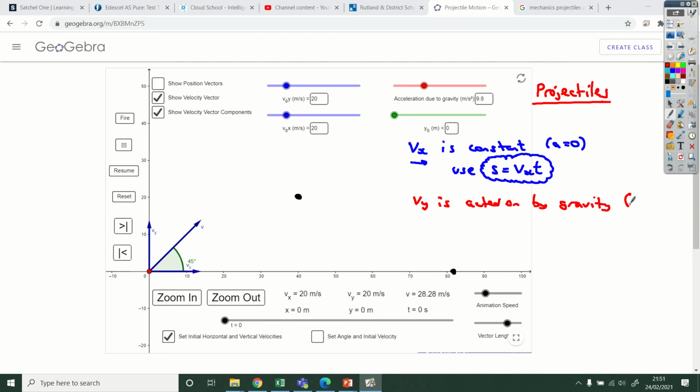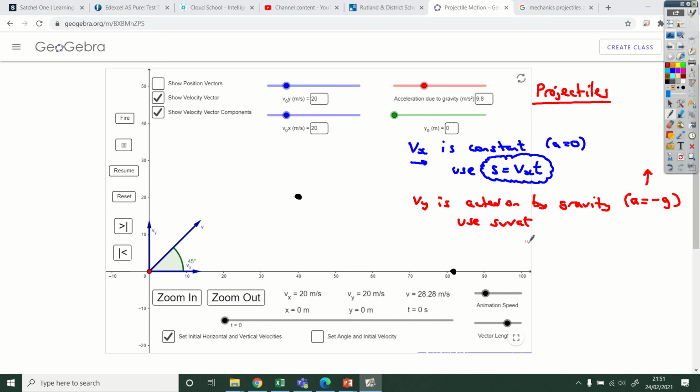Okay, so depending on which direction you're resolving in, typically you're going to want to resolve upwards in the vertical direction. We're going to take a to equal minus g, presuming that we're resolving upwards. So in that case, we've got constant acceleration, so all of our vertical motion is going to involve using suvat.